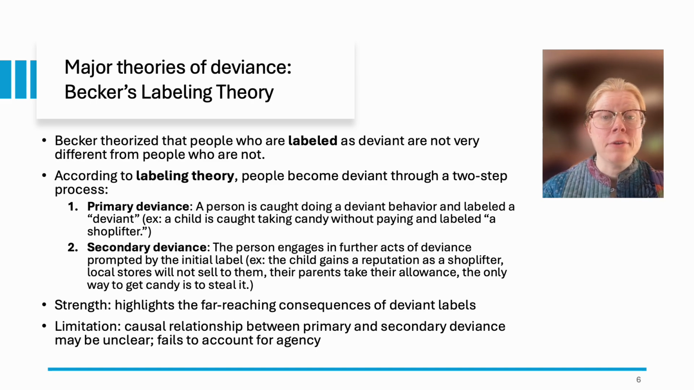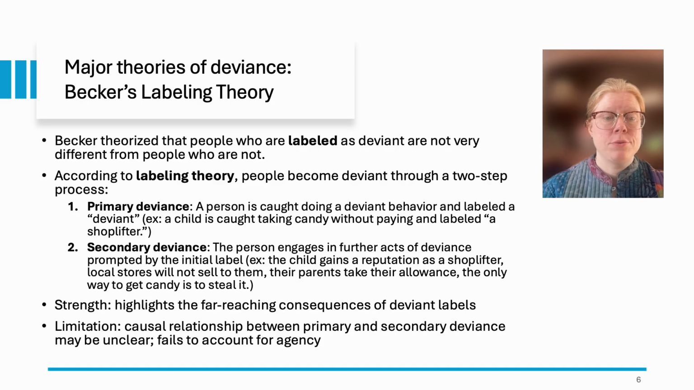But other times, the kid is caught by the salesperson or the manager and is called a shoplifter. Or they're caught by a security officer or loss prevention and called a shoplifter. And that is when the label is applied. That's the process of primary deviance.